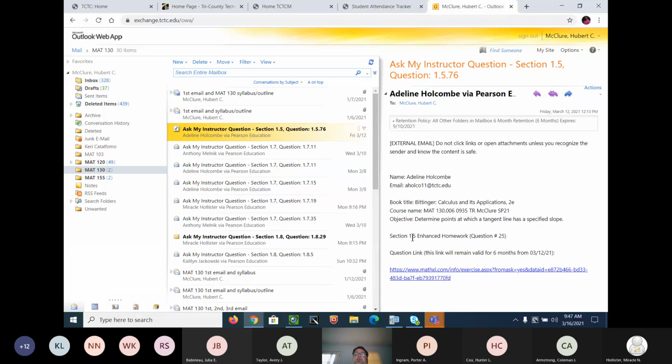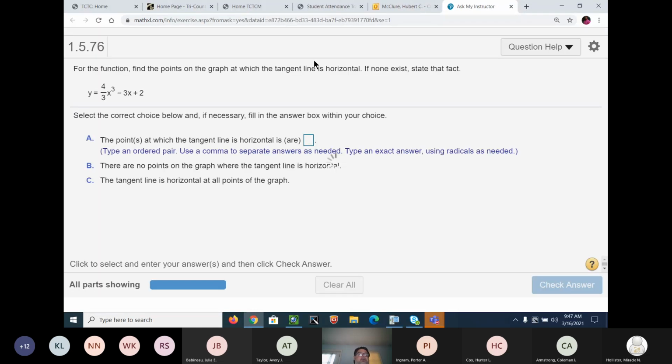1.576/25. First of all, is it a good test question, a standardized test question? For the function, find the points on the graph at which the tangent line is horizontal. Ooh, we get to find what? We get to find where the vertex is. That's what we need. Now, that's to the third power.